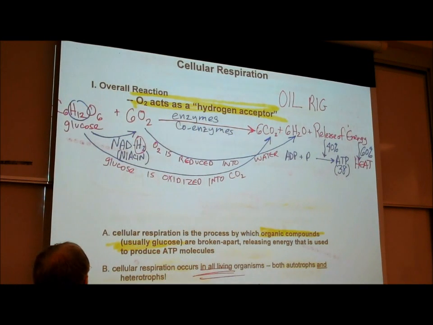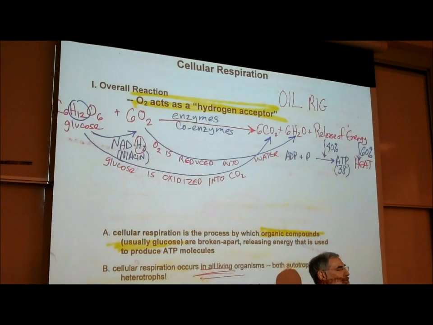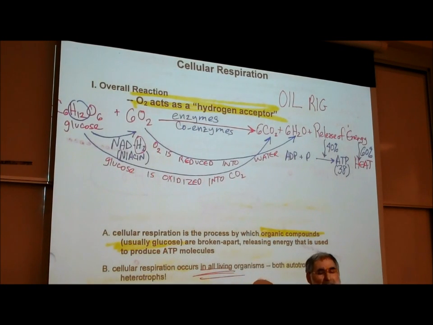In the overall process of cellular respiration, foods, including sugars, and as we will be seeing, even fats and even proteins, can be broken apart. Now, there are these covalent bonds that hold the carbon and hydrogen atoms together, and oxygen atoms together in these sugar molecules and fat molecules and protein molecules.